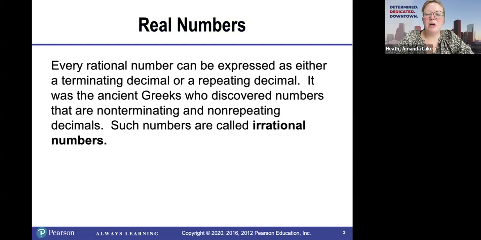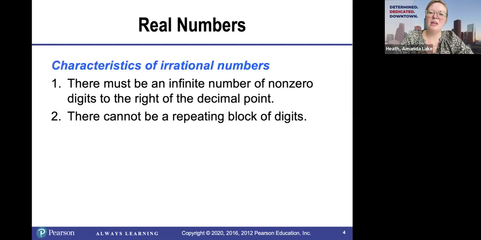So real numbers are numbers that can be expressed as a decimal. They can either be a terminating decimal or a repeating decimal if they're rational, but if they are irrational, then they have a non-terminating, non-repeating decimal, and those are called irrational numbers. So irrational numbers have an infinite number of non-zero digits to the right of a decimal point, and there can't be a repeating block of digits.